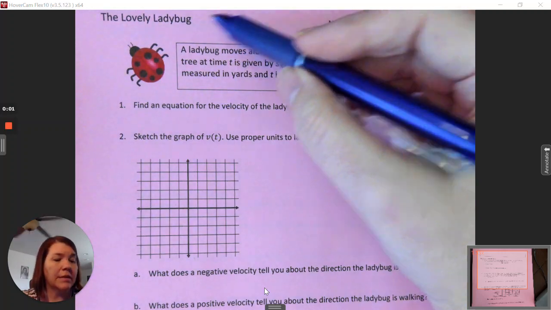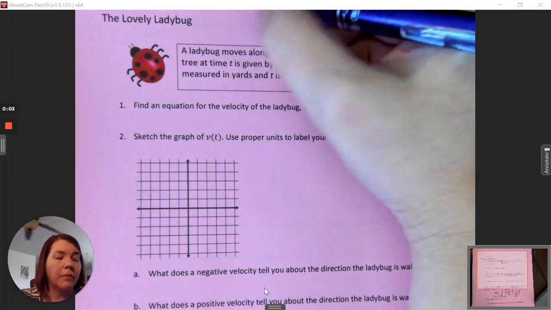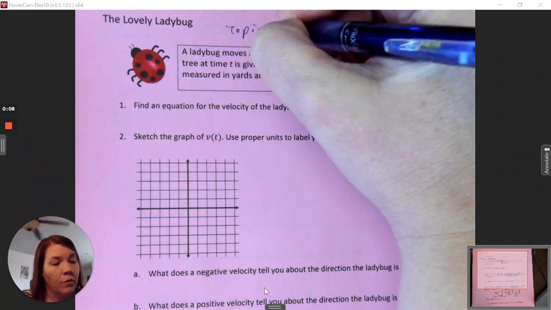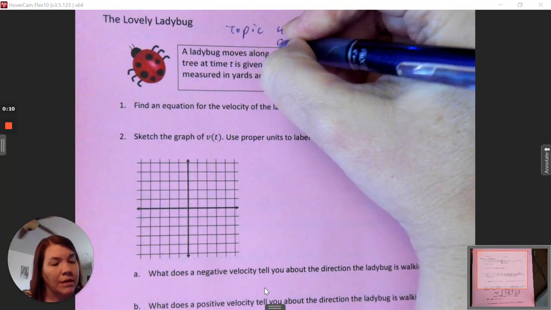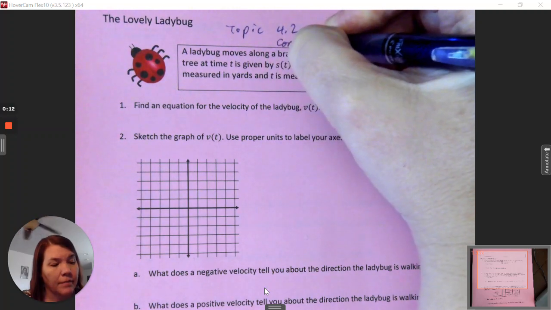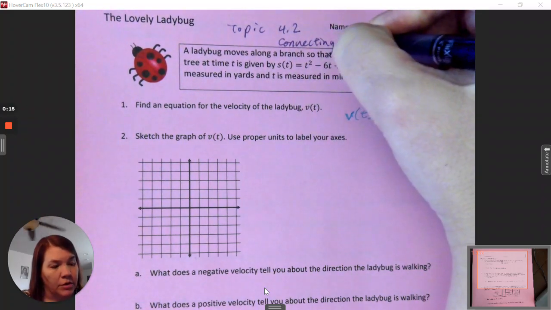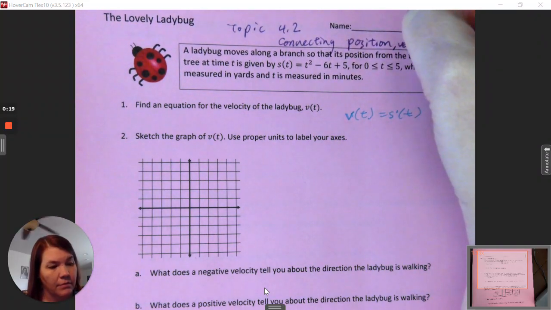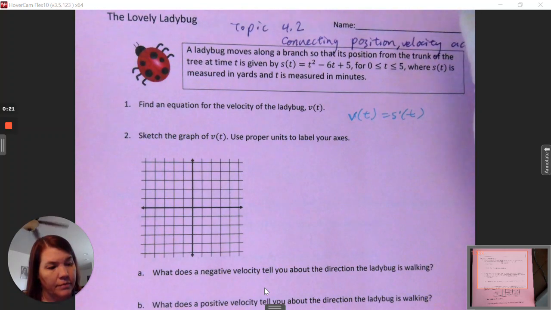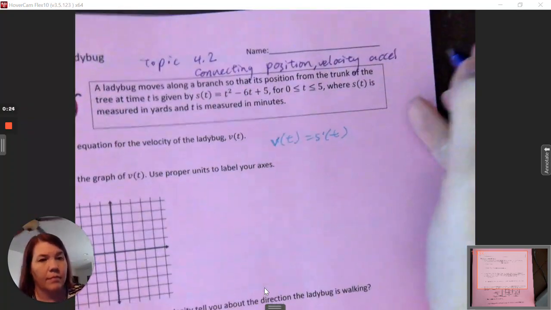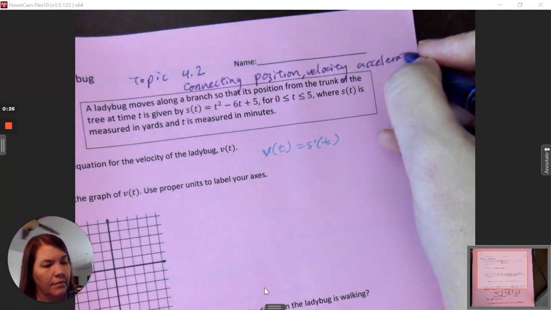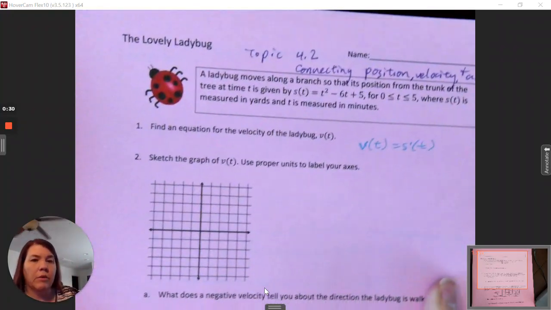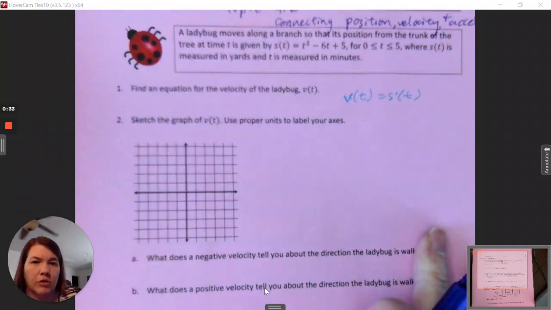So this lesson is called The Lovely Ladybug, wow. And we're talking about topic 4.2, which is connecting position, velocity, and acceleration. Okay, so that's what we're dealing with right now, is making those connections.